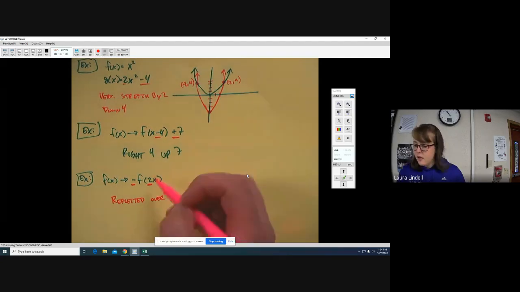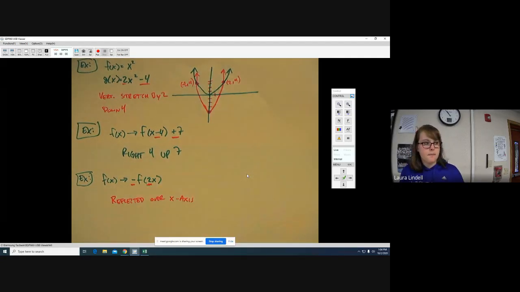All right, then we've got this 2 in here. What's that 2 telling us? If it's inside with the x, are we dealing with horizontal stretching, horizontal compressing, vertical stretching, or vertical compressing? All right, got the horizontal part right. Yeah, the horizontal one, it's always kind of hard to tell if it's stretching or compressing horizontally. In this case, it is compressing.